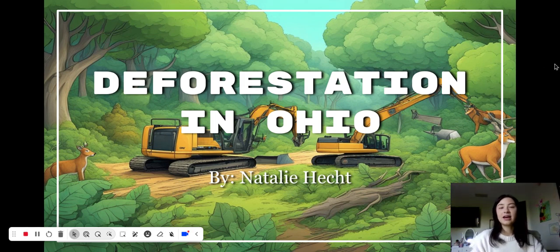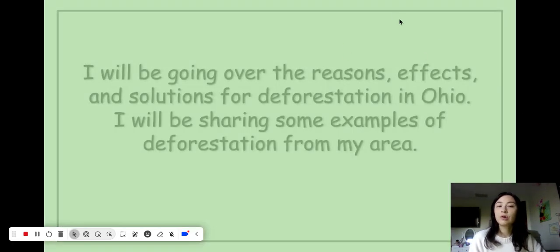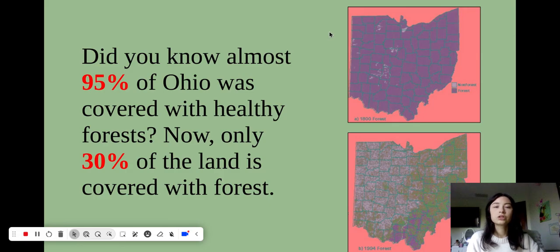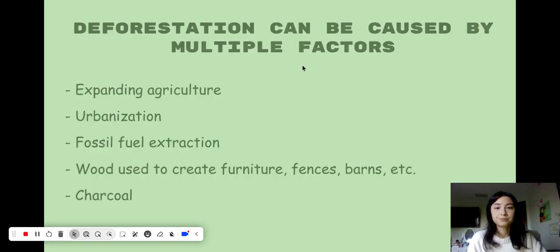Hi, my name is Natalie Hecht, and today I'll be talking about deforestation in Ohio. I'll be going over the reasons, the effects, and solutions for deforestation, and I will also be sharing some examples from where I live. So, Ohio was originally 95% covered with forest, and now it's only 30% covered with forest.